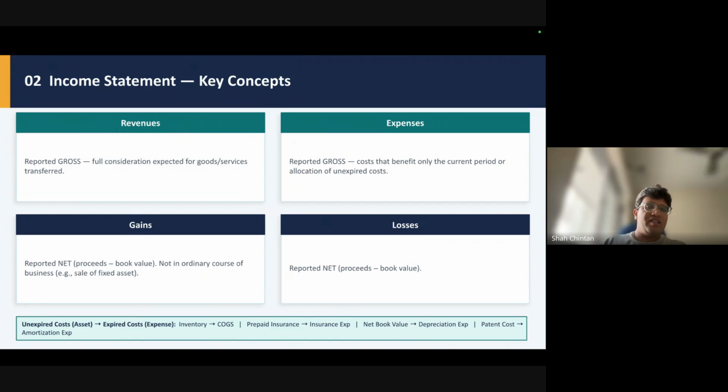But as logic says, we saw in basic concepts as well that you recognize the expense when they are incurred, not when they are paid. So for example, prepaid insurance आपने अभी pay कर दिया, you don't recognize the entire insurance expense now. First of all, it is booked as a prepaid asset and then you amortize it over a period of time.